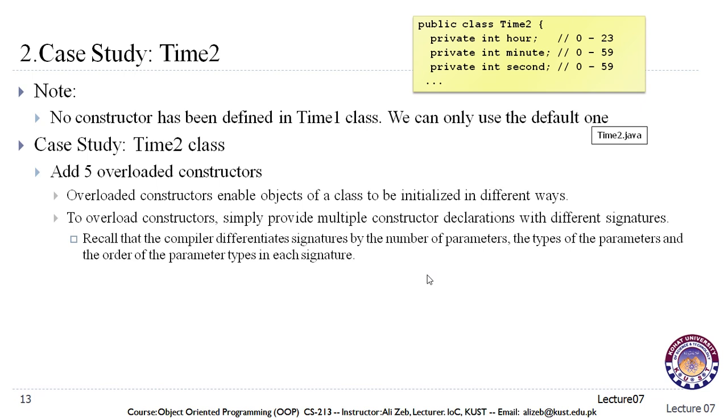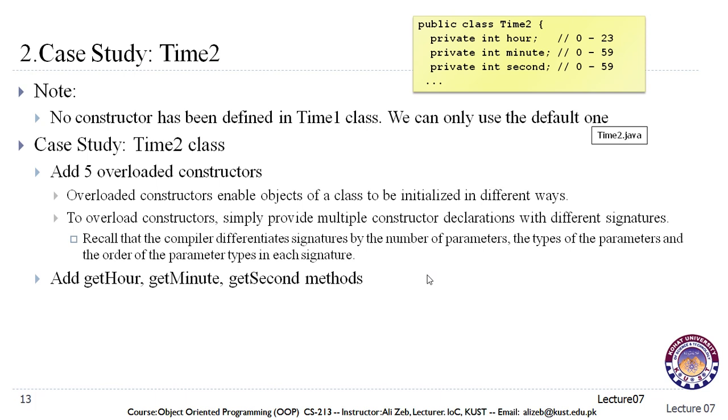So the signature of a constructor will be the name of the constructor, the number of parameters that the constructor takes, and the types of the parameters as well as the order of the parameters within the constructor. So we can declare different numbers of constructors in our classes, and we can initialize objects with different values or different numbers of instance variables for that class.